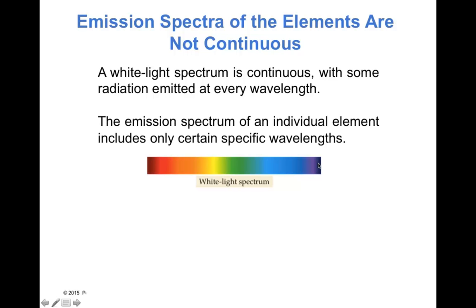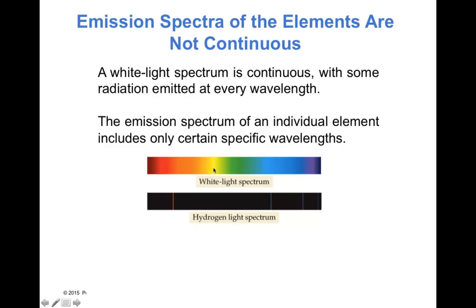However, the emission spectrum of an individual element includes only certain specific wavelengths. So you're not going to see a spectrum like this for specific elements. You will see something maybe like this. Instead of the whole colors, you will see just lines with specific wavelengths. This is the case for hydrogen. The light of hydrogen will emit just these specific four wavelengths.